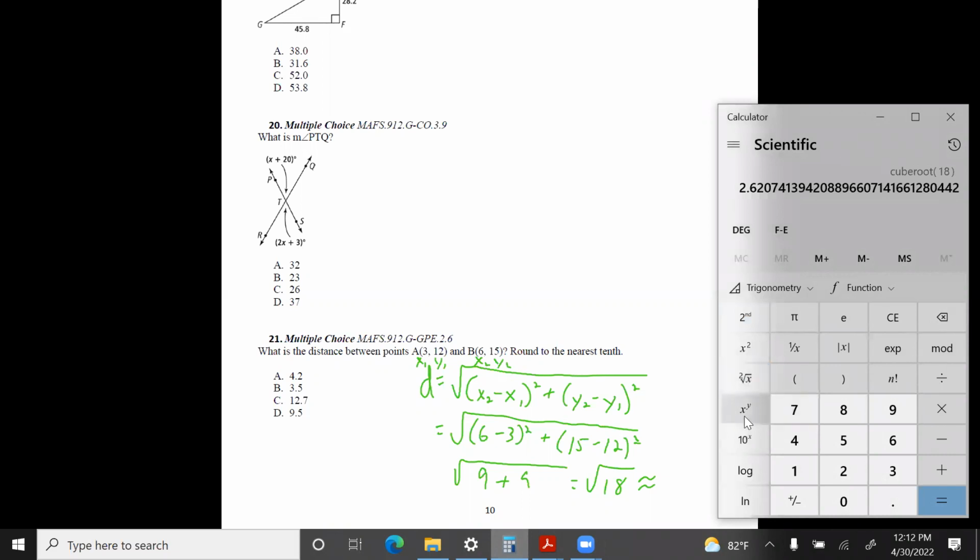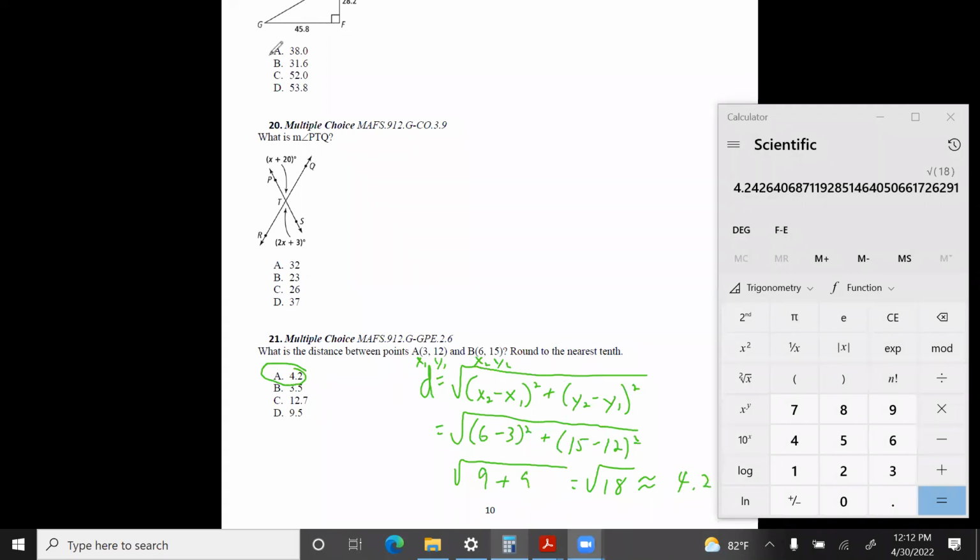Oh, that was a cube root. My bad. I must have hit the second key. Try that again. 18 square rooted is 4.2, which is A. Clear that out.